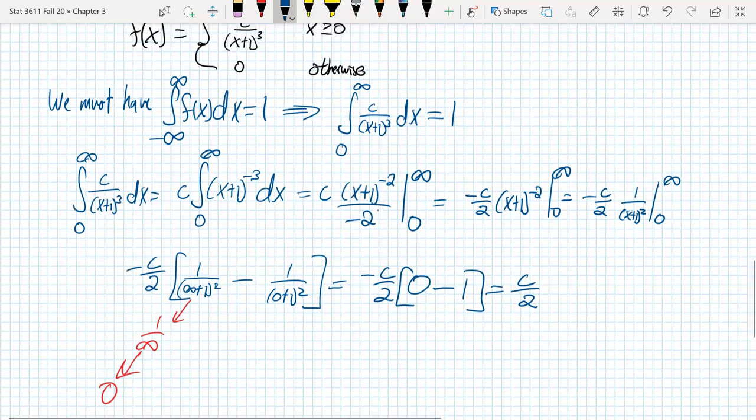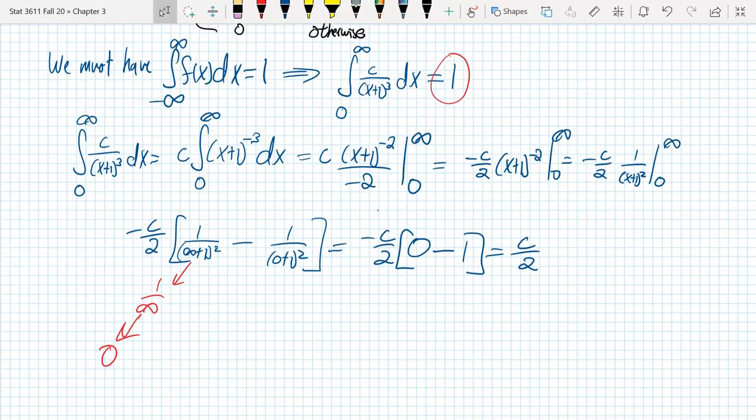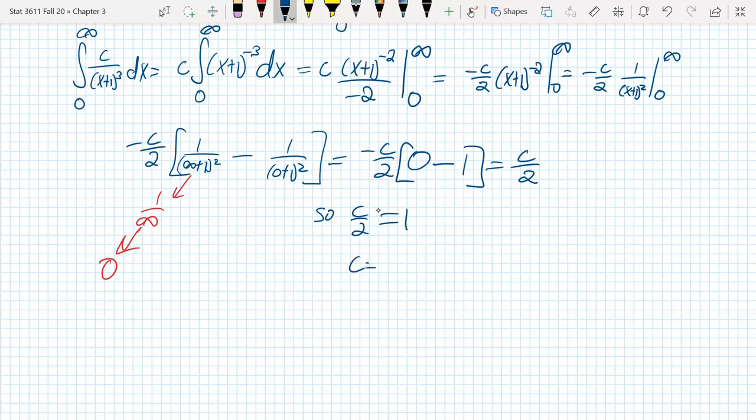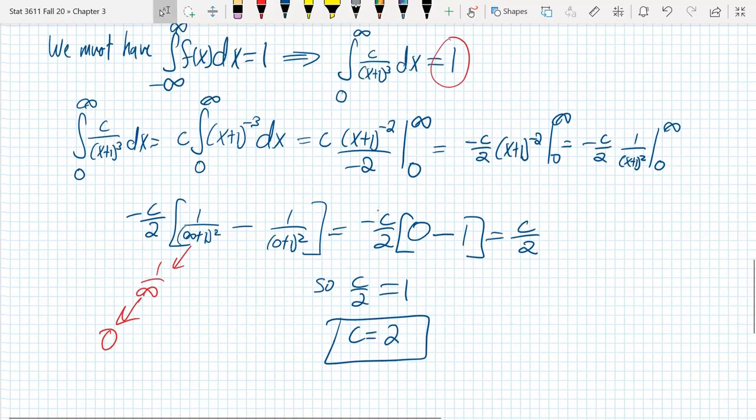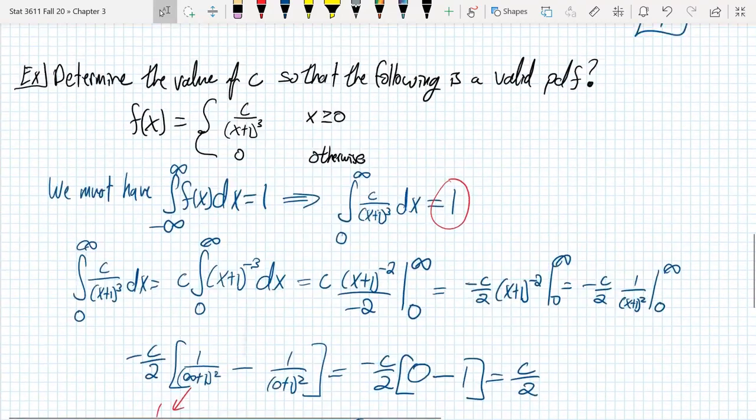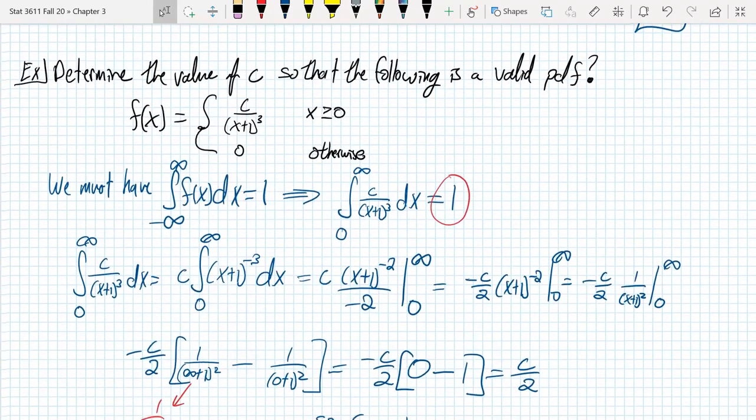Okay, we've done the integral. So what do we need? Remember, we need this to equal 1. That has to equal 1, right? We need c over 2 to equal 1. In order for this to be a valid PDF, solving for c means c has to equal 2. So in order for this to be a valid PDF, c needs to be 2. Okay, and that is in fact the correct answer.